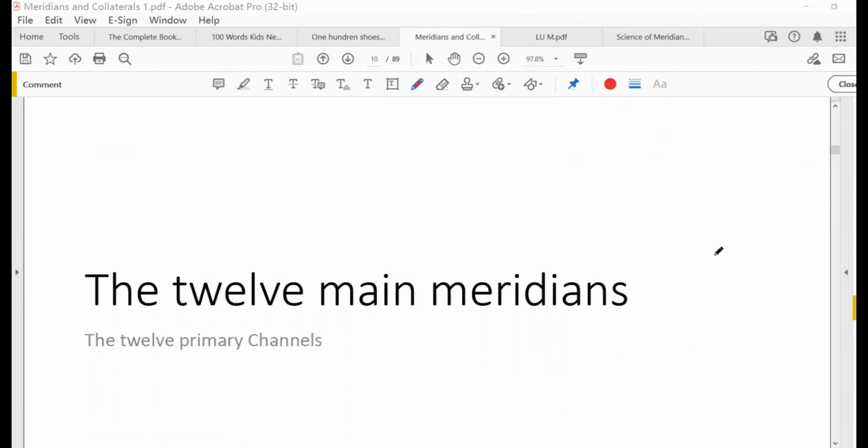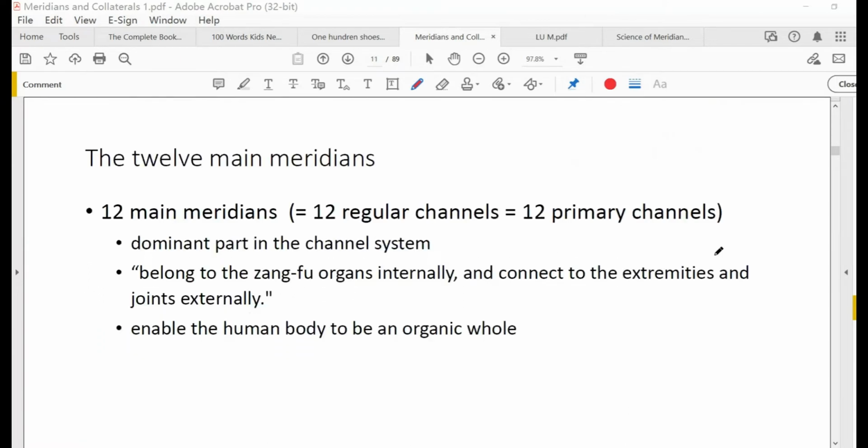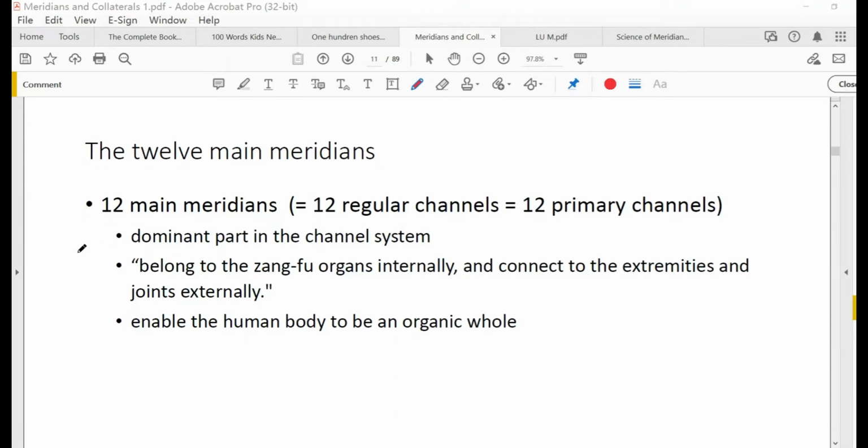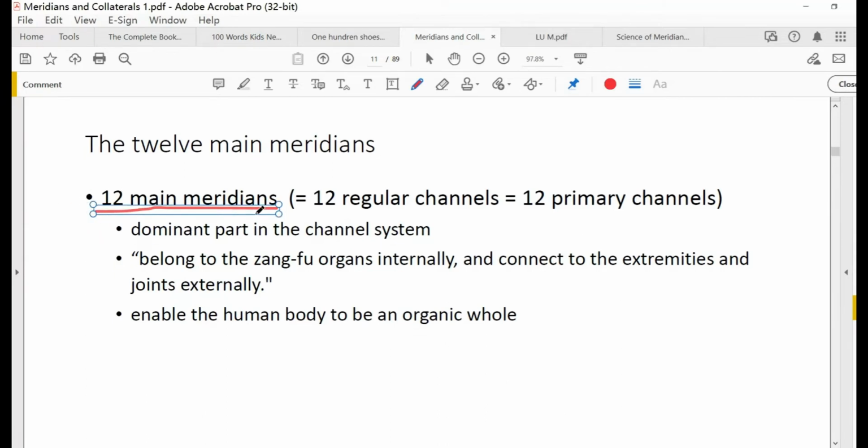Okay, the 12 main meridians. We call them the 12 main meridians. Some books call them the 12 regular channels. Some books call them the 12 primary channels. I know it's hard, right? Especially for new students. But for now, we can just remember one name: the 12 main meridians.